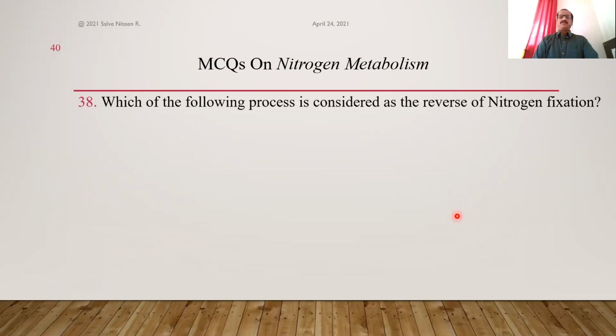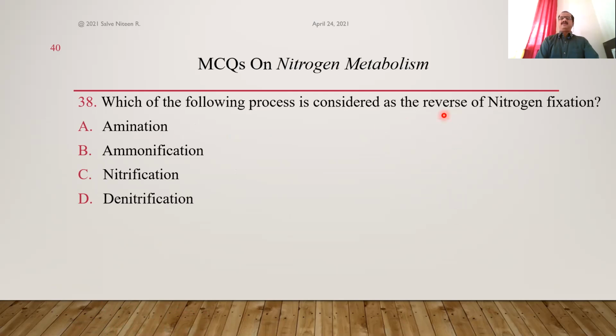Which of the following processes is considered the reverse of nitrogen fixation? Exactly the reverse of nitrogen fixation. Nitrogen fixation starts from nitrogen and produces ammonia. Which process gives rise to nitrogen again, releasing nitrogen back to the environment? That process is called denitrification, in which nitrogen is formed from reduction of nitrate. So exactly the reverse of nitrogen fixation is denitrification. D is the answer here.